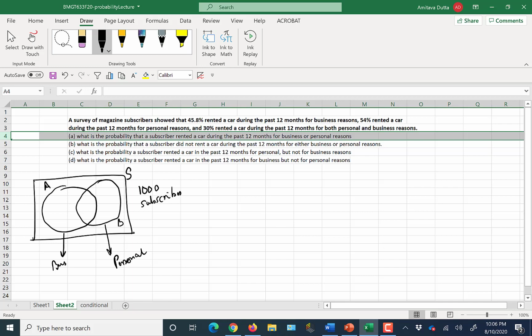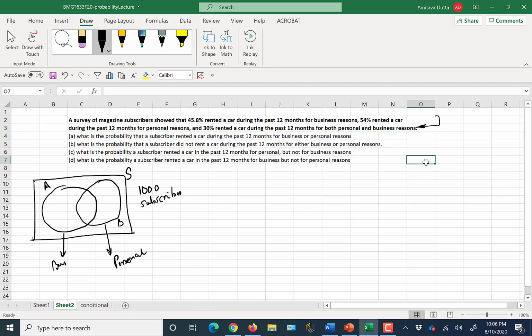So notice that I have overlapped the two circles because you can see in this last part it says that there are some subscribers who rented a car in the past 12 months for both personal and business reasons. So if I think of the circle A, there are 458 customers in the circle A, right? 45.8%. That's why I took 1,000 customers instead of 100 customers. I didn't want to say 45.8 customers. So you have 1,000 subscribers. 458 of them rented a car for business reasons in the past 12 months.